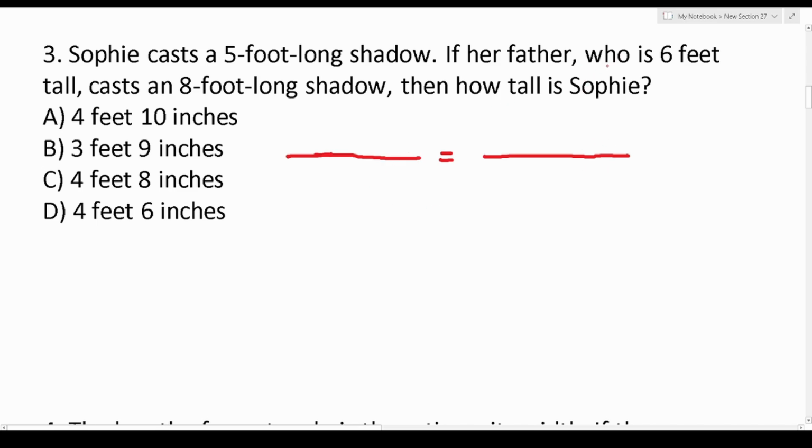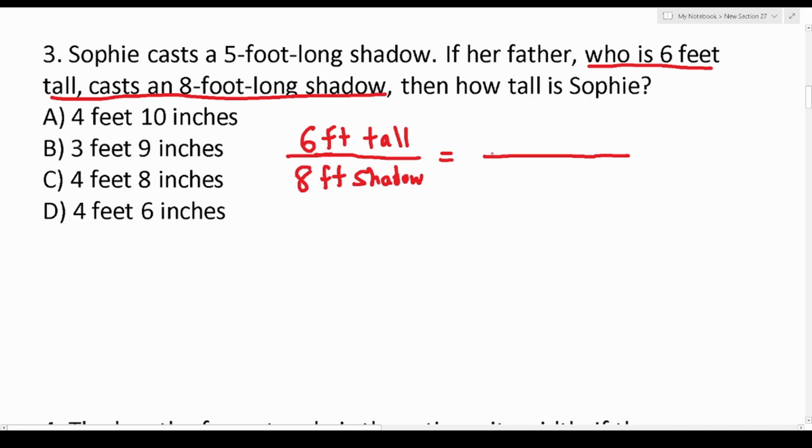So according to this problem, we know the dad is 6 feet tall, and he cast an 8-foot shadow. So I'm going to put 6 feet tall here, and we'll do 8-foot shadow down there. And as I fill in the right-hand side of this proportion, I'm going to keep those things the same. I'm going to put height of the person in the numerator and length of the shadow in the denominator. So according to the problem, we know Sophie cast a 5-foot shadow. So this is going to be 5-foot shadow. And we want to know how tall she is.